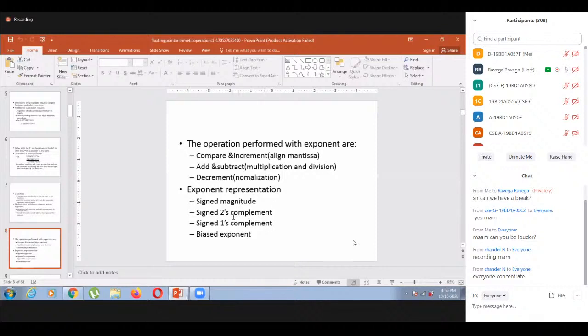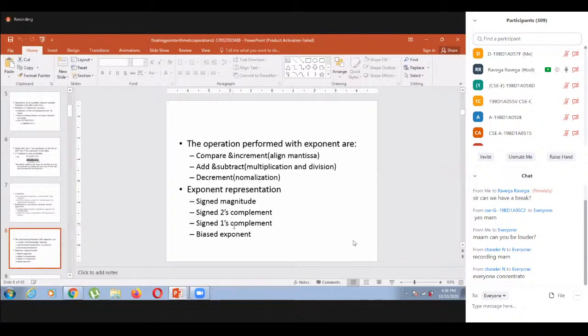So coming to the 2's complement. How to perform the 2's complement? First you perform the 1's complement, then you add 1 to the least significant digit. You get the 2's complement. So what is meant by 1's complement? 1's complement means you change the bits from 0 to 1 or 1 to 0.